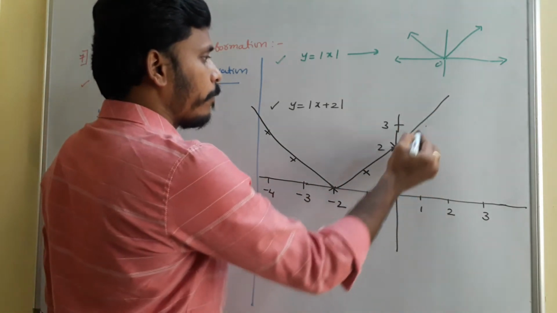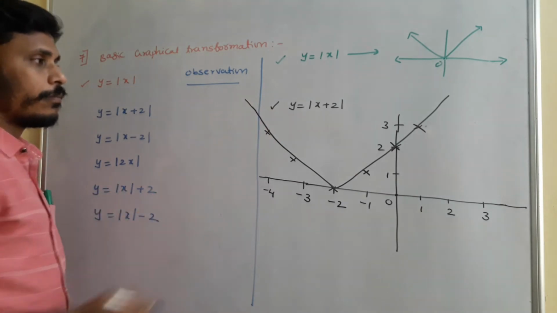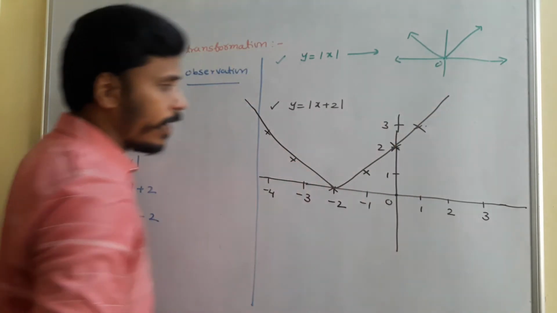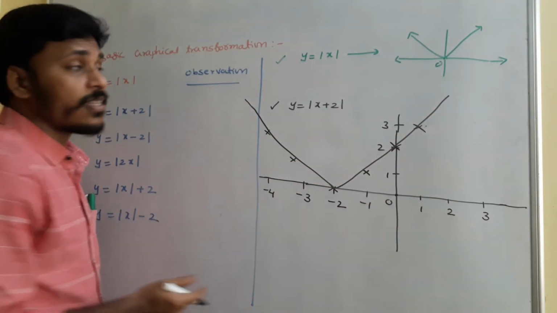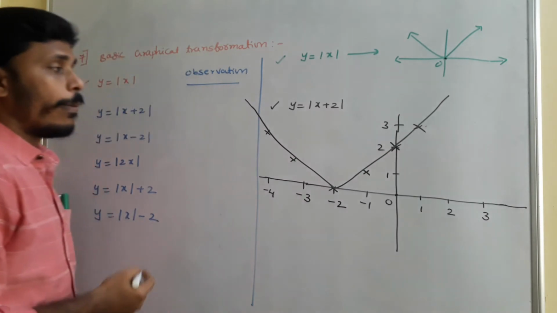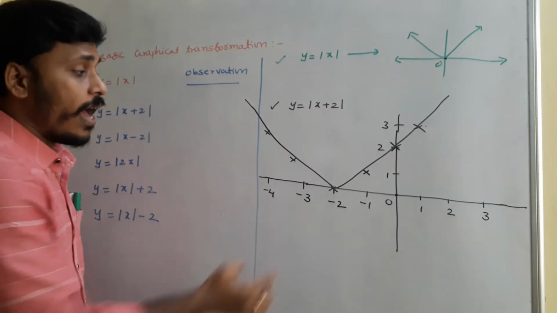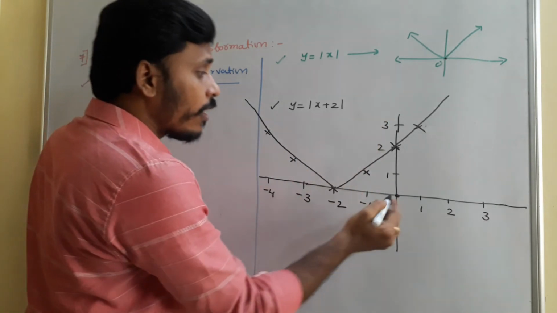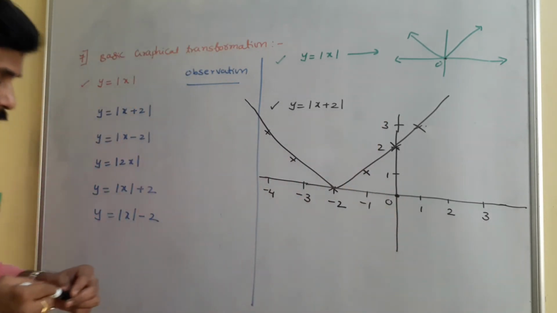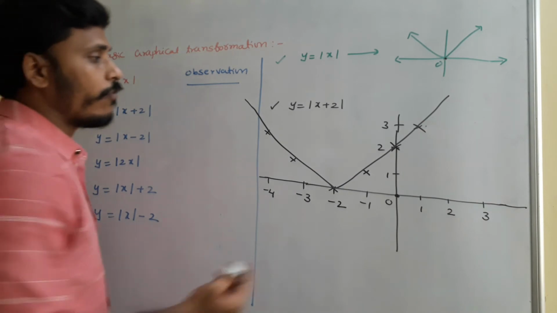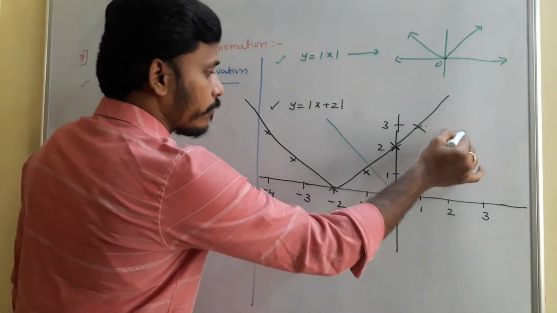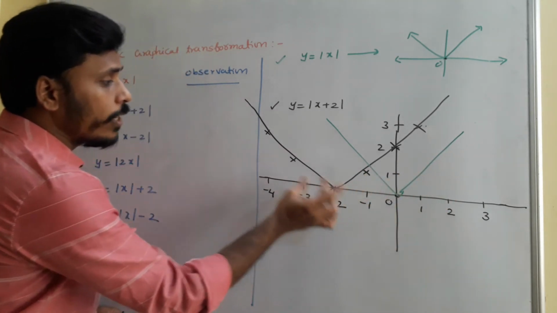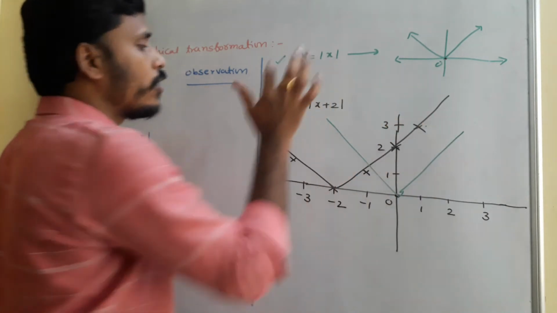Approximately. See, it is again of the V shape only, right? The same shape as y is equals to mod x, but y is equals to mod x has vertex at 0, 0, but this y is equals to mod x plus 2 has vertex at minus 2. In the sense, actually the same graph will locate here. If I draw y is equals to mod x in the same graph, it will be like this. If you move this y is equal to mod x by 2 units left side, you will get the graph for y is equals to mod x plus 2.